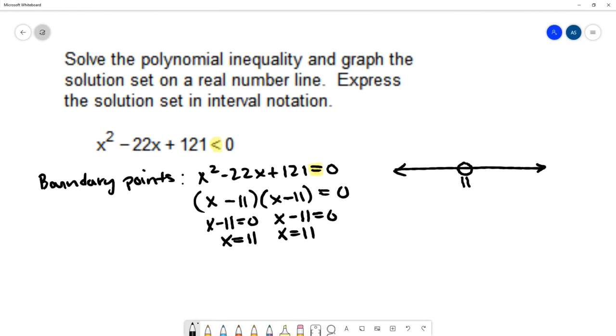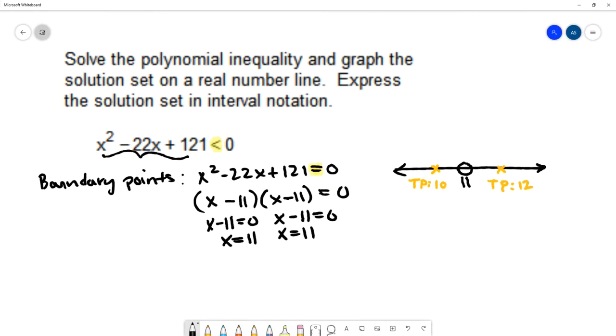And now what we need to do is test whether the interval to the left of 11, so numbers less than 11, are part of the solution set, or numbers greater than 11 are part of the solution set. So we want to pick test points in each one of those intervals. The only rule is that it has to be in the interval. So we need to pick a number that is less than 11. So I'll pick 10. And in the other interval, I'll choose a test point that is greater than 11, so 12. And what you do is you take that test point and you substitute it into your inequality to see whether you get a positive or a negative.